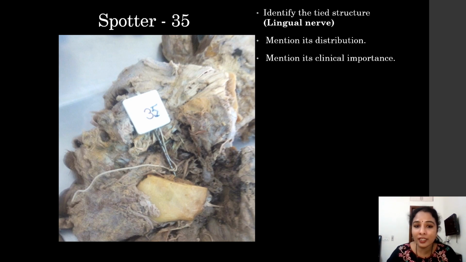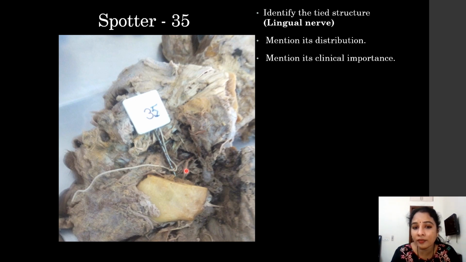Next, about the nerves which are seen in the infratemporal fossa. The one which is anteriorly present, this is the anterior side, we can see the opening of the mouth, and this is the cut part of the ramus of the mandible on the posterior side. So this is the lingual nerve. You can identify it in the specimen. As we trace the lingual nerve, we can see it goes into the substance of the tongue because it has to supply the anterior two-thirds of the tongue. So this is the lingual nerve.